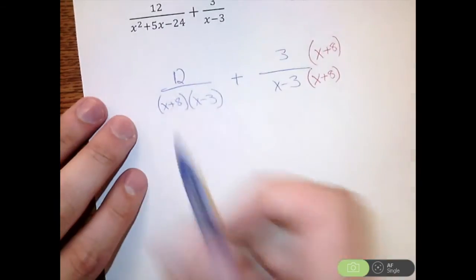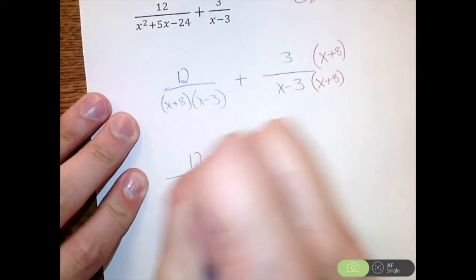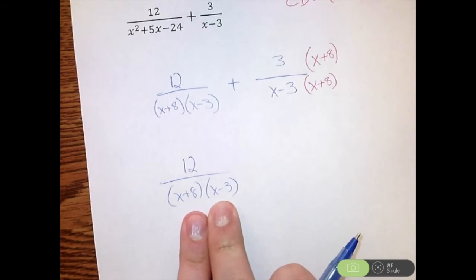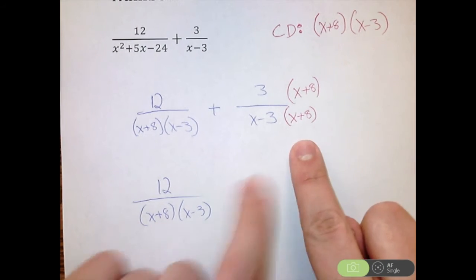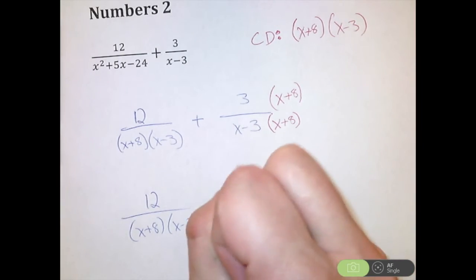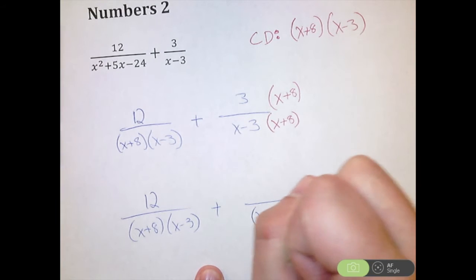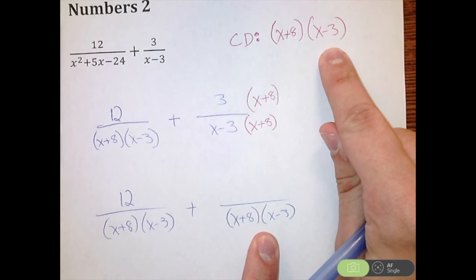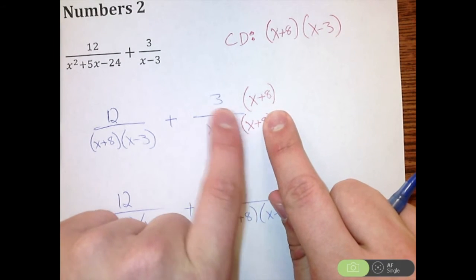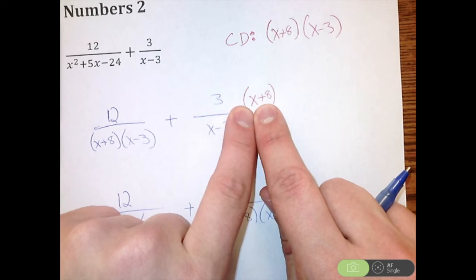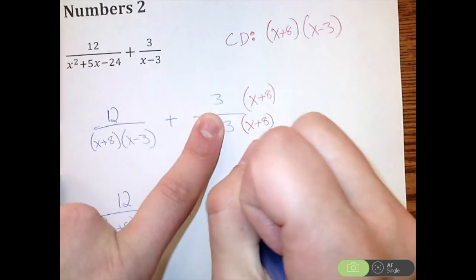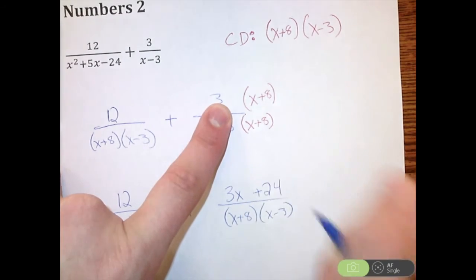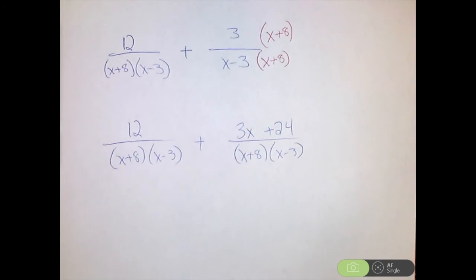So my next line, nothing over here changed, so I'm going to just rewrite that. 12 over x plus 8, x minus 3. Remember, this is what I want my common denominator to look like. So over here in the bottom, I'm not going to multiply that out. Let's just leave that alone for now, x plus 8, x minus 3, because that's what I want it to look like. But up top, I'm actually going to multiply this out. So I'm going to take this 3 times that x plus 8. So 3 times x is 3x. 3 times 8 is 24. So now I have common denominators.